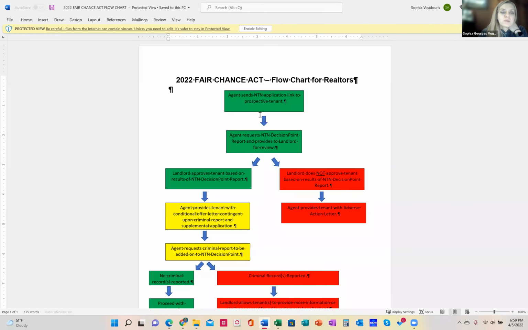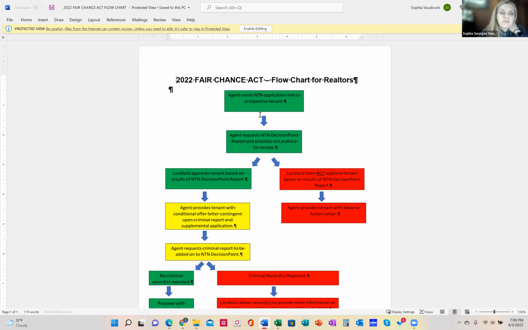And then the report comes back very quickly. It comes back within a day, hours actually. And again, it's going to include income and credit. And then you can show that to the landlord for review. The tenant does not get that report. They're not permitted to get that report. Even though they paid for it, they're not supposed to get it.